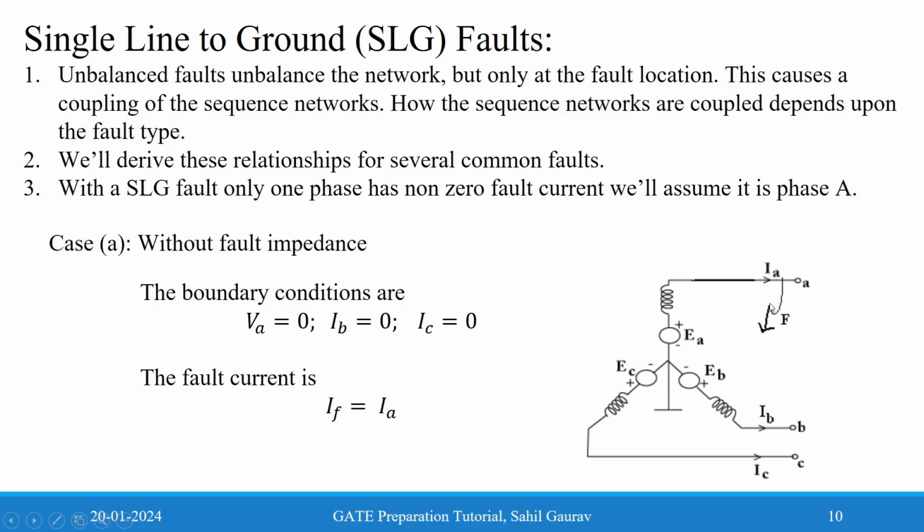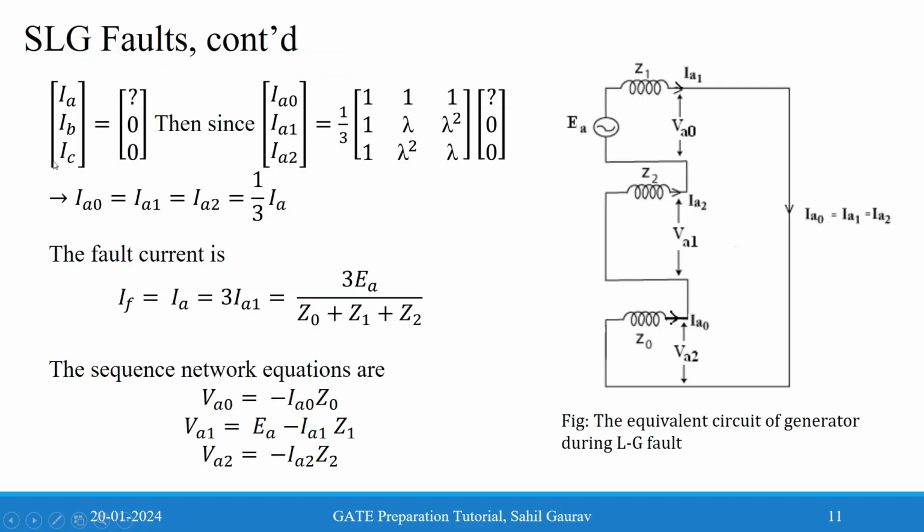There is no impedance while the fault is happening at phase A. So what are the boundary conditions? VA is equal to 0, IB is equal to 0, and IC is equal to 0, and the fault current IF is equal to IA. Anil, is there any doubt till here? No, sir. Okay.